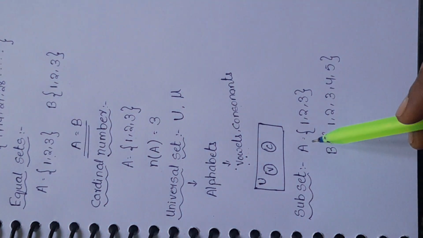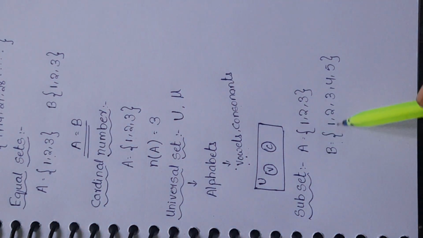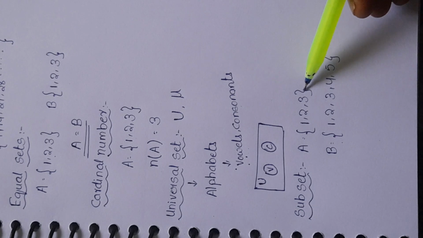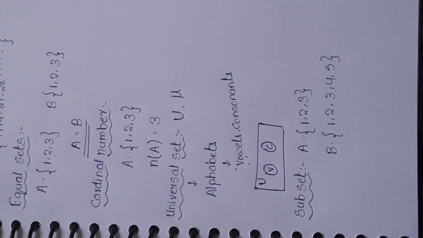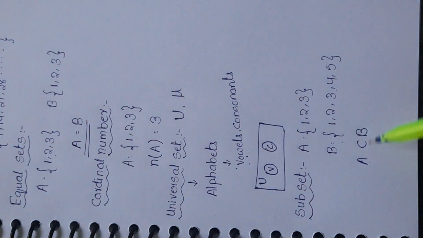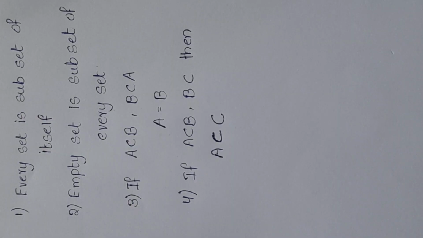The next one is subset. Consider two sets A: 1, 2, 3, and B: 1, 2, 3, 4, 5. If every element of A is present in B, then A is a subset of B. We represent it with A is a subset of B. And B becomes the superset of A.